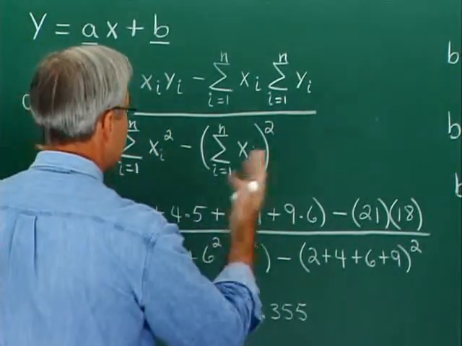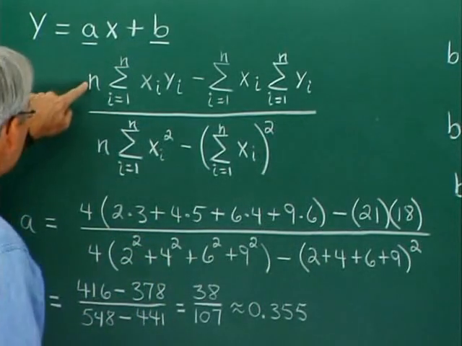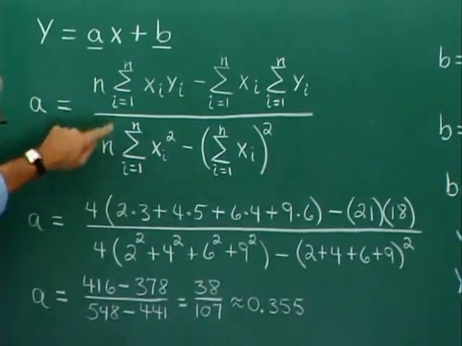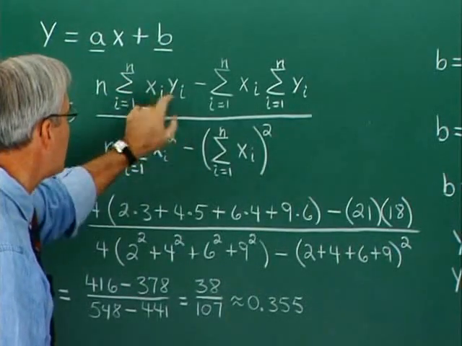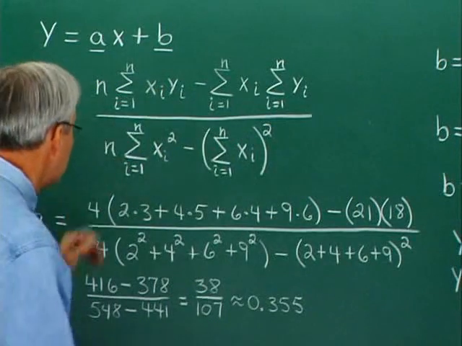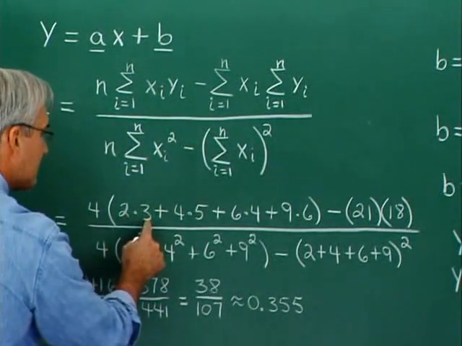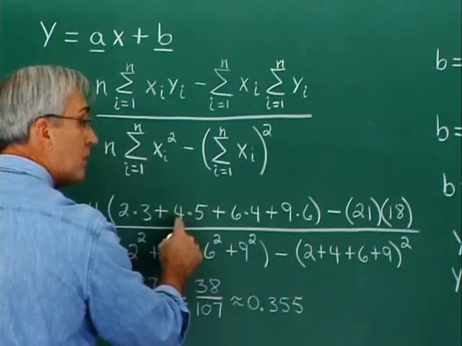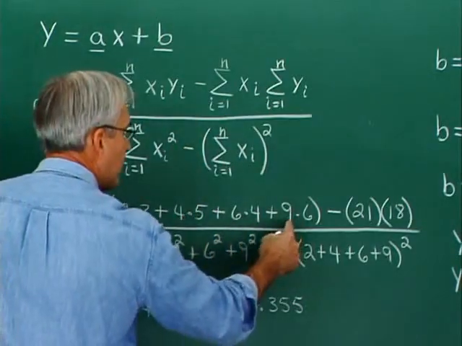Now, there doesn't seem to be any rhyme or reason for this, but let's follow through with it. We would have n replaced with 4. Now, it's the sum of these products of xy pairs. Remember, our first pair was 2, 3. Well, it's 2 times 3. The next pair was 4, 5. Well, it's 4 times 5 for this pattern. Then 6 times 4, then 9 times 6.